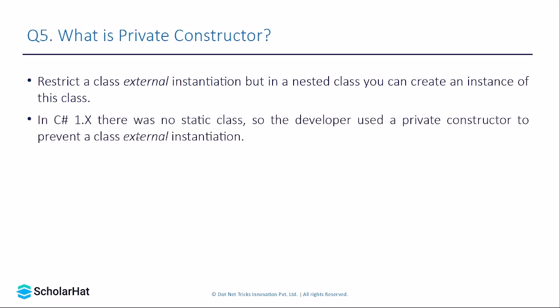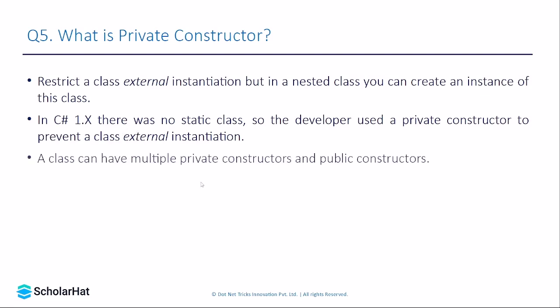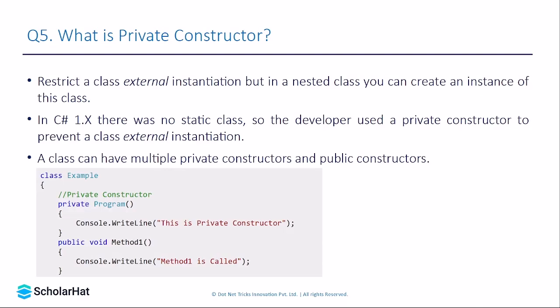In C# 1.x, there was no static class, so developers used to create a private constructor to prevent a class's external instantiation. A class can have multiple private constructors and public constructors. For the example of a private constructor, you can see again that we have created a class named Example, then there is a private constructor, and then there is a method, Method1. A private constructor is useful when you don't want other classes to create an object of your class.